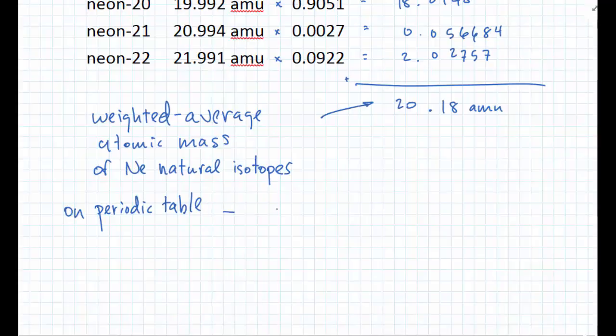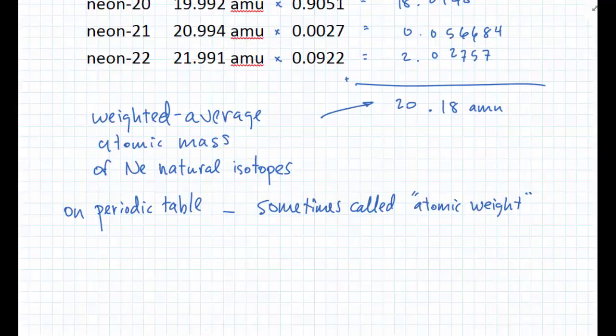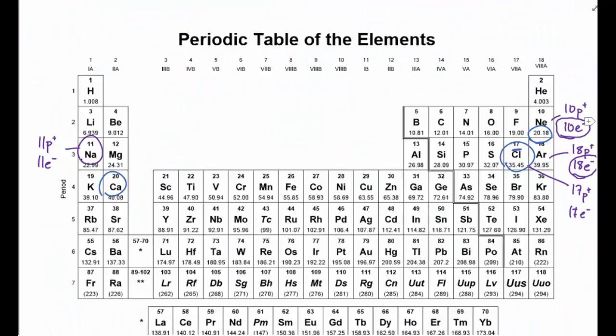Okay. It's sometimes called atomic weight. Even though it's a mass, not a weight. Perhaps because it's a weighted average, maybe that makes it a little bit okay to call it an atomic weight. But that lower number on the periodic table, among other things, is the weighted average atomic mass of all of the natural isotopes. So just before we go, I want you to have just a quick look at the periodic table right here.